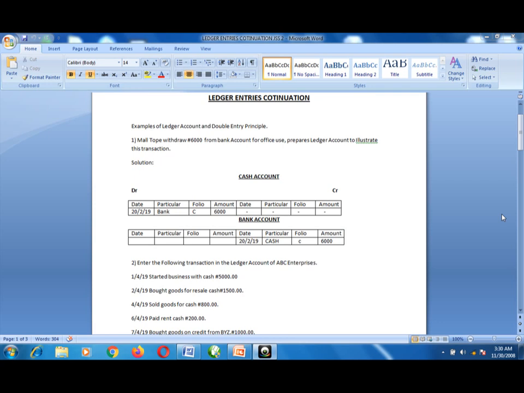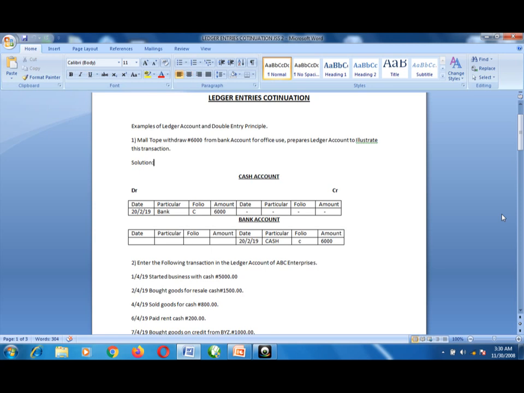Then when you open the bank account, it is the one paying out the money. Under your date, you write the date, 22/2019. Then the particular under that one will be cash. Then your folio, that is contra entry: under folio you write C, because it is dealing with two accounts, that is bank account and cash account. So under bank account, you credit 6,000 naira under the amount. Then under the particular, you write cash.